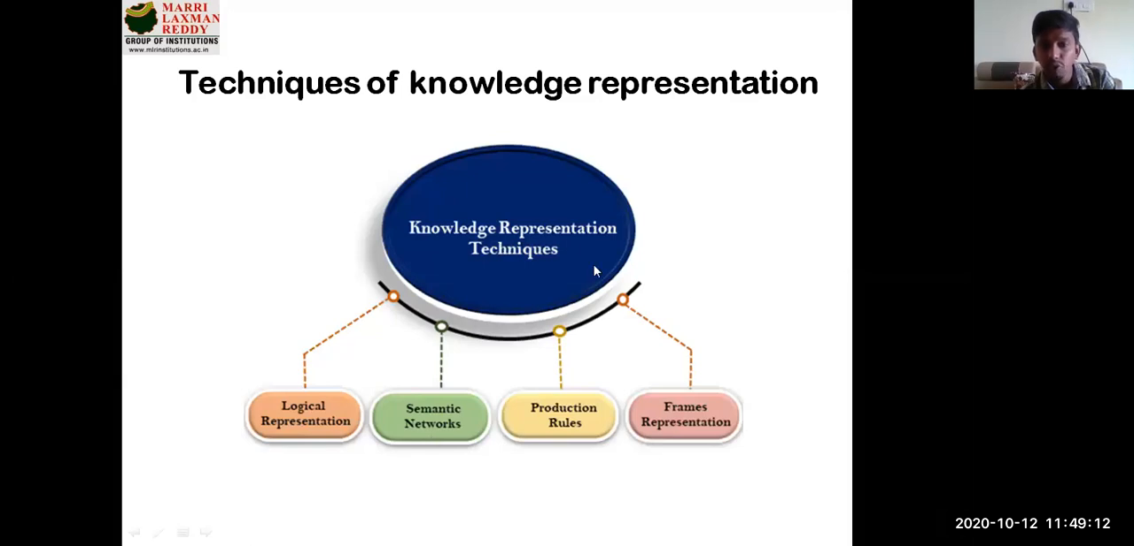Basically, these are the four different types of knowledge representation an intelligent machine needs to possess if it needs to be accurate, efficient, and adequate. I want everybody to note these four types of representation, because in tomorrow's session, once I ask you questions based on this, you need to give answers accordingly.